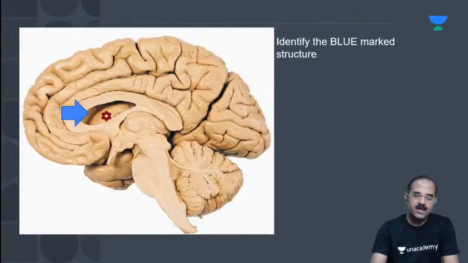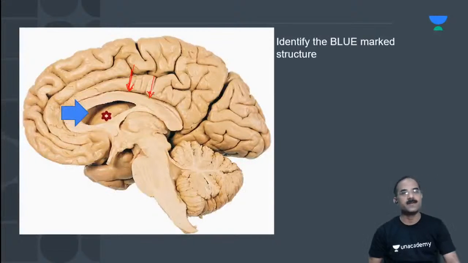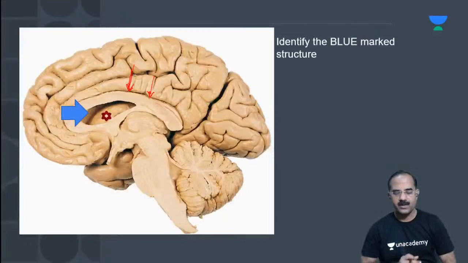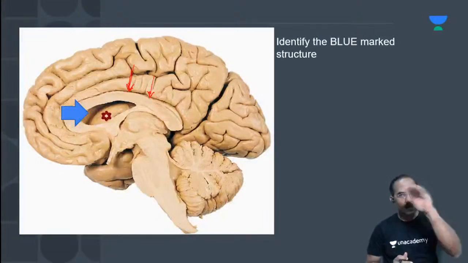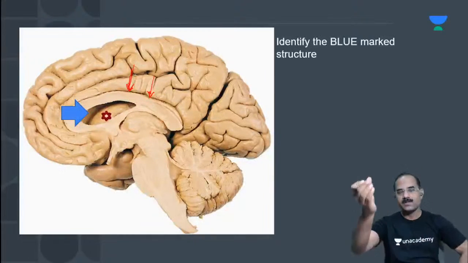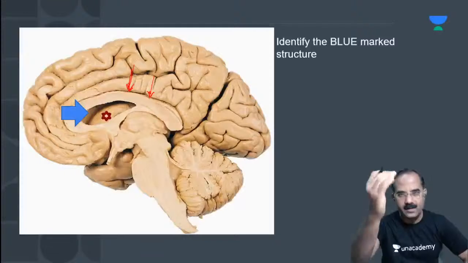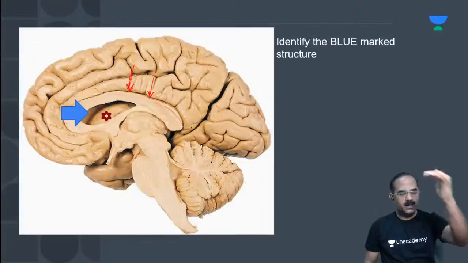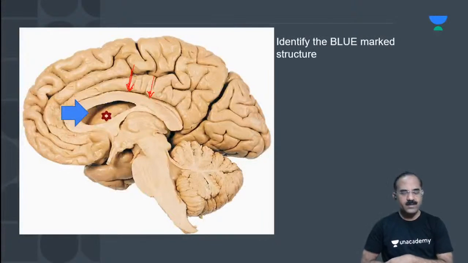We'll just finish this. Tell me, what is this sulcus above the corpus callosum? Whatever comes in my way, I'm telling you. What is the name of that sulcus above the corpus callosum? This is what we call the callosal sulcus. And what lies in this callosal sulcus? Come on, answer.